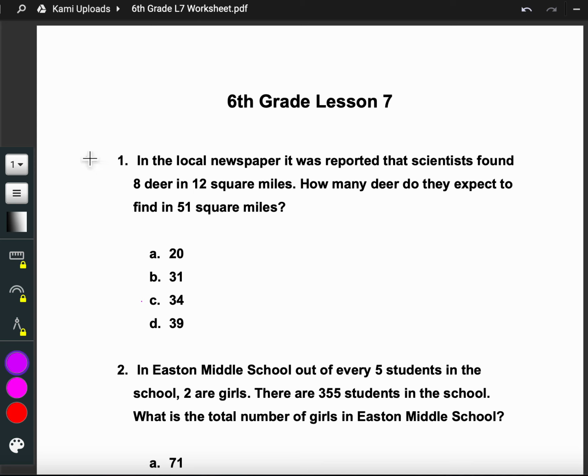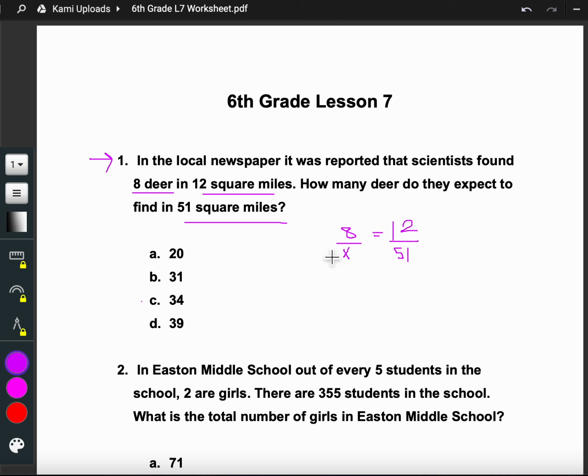Okay, so here let's look at number 1. In the local newspaper, it was reported that scientists found 8 deer in 12 square miles. How many deer do they expect to find in 51 square miles? So we have 8 deer in 12 square miles, and we want to find out X, the amount of deer they expect to find in 51 square miles.